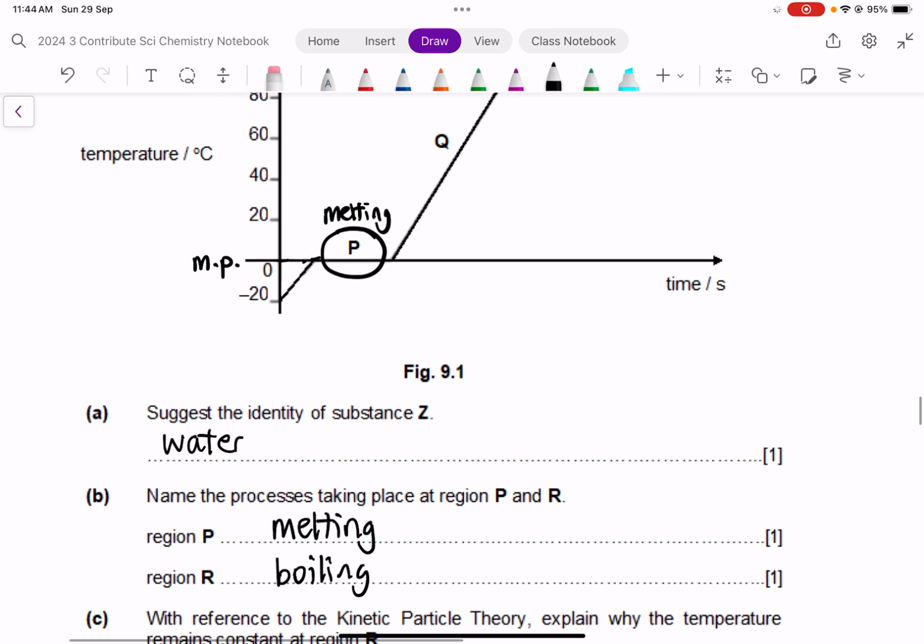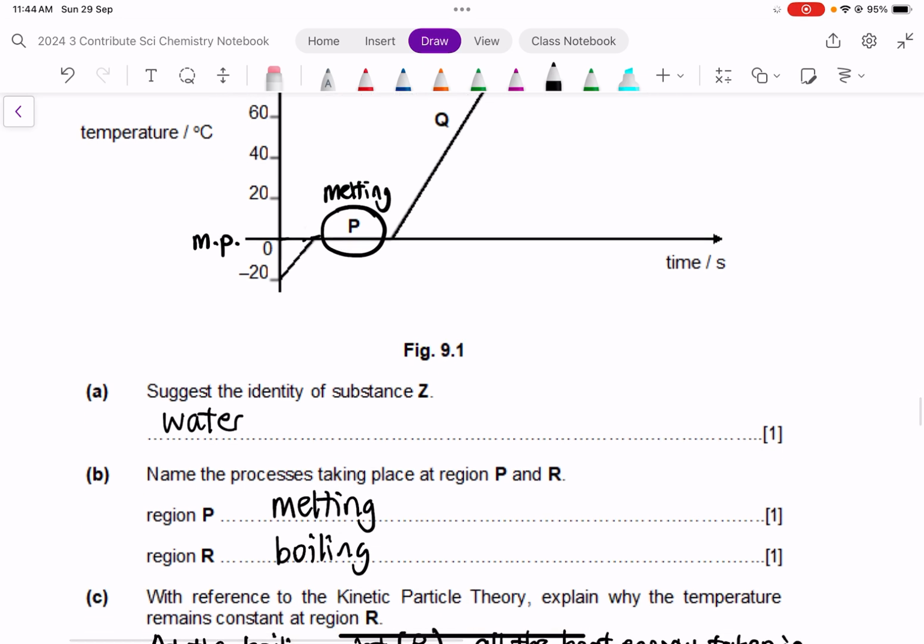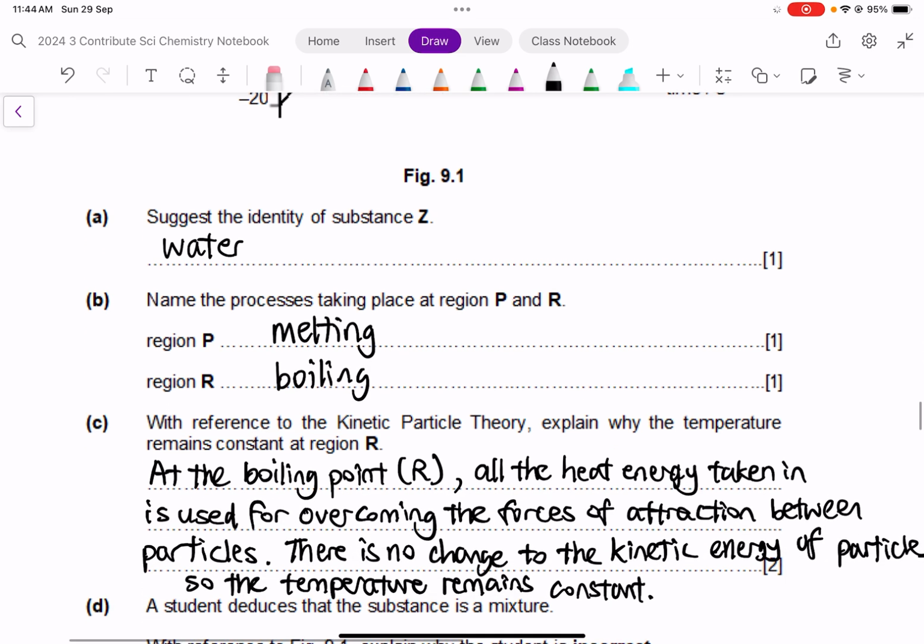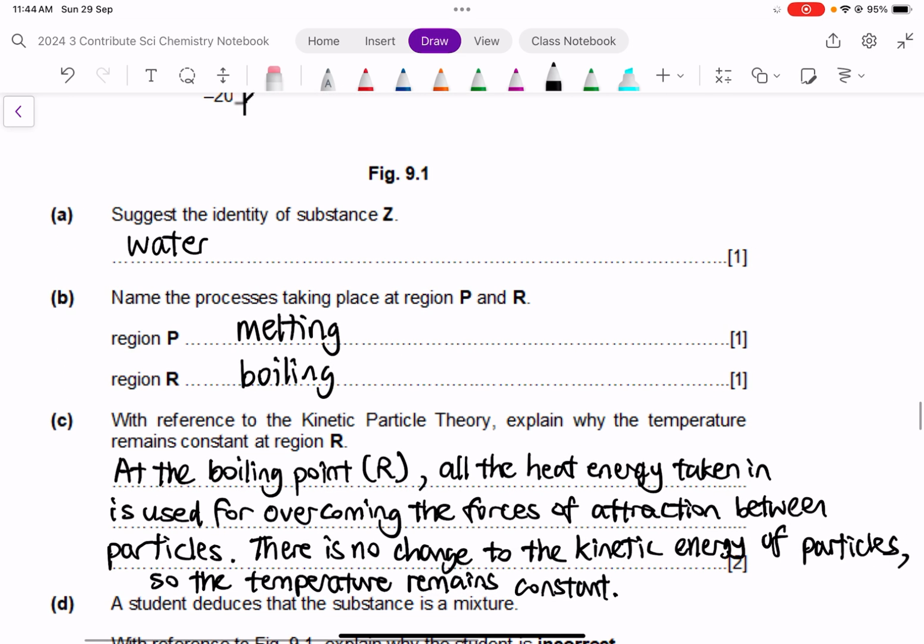Next, you're asked another standard question. Explain why the temperature remains constant. This is a very standard explanation which you can get from the chapter 2 revision video. Okay, at region R, that's where it's boiling, so that's the boiling point. During boiling, all the heat energy that is taken in is used for overcoming the forces of attraction between particles. Therefore, there's no change to the kinetic energy of the particles, and so temperature remains constant.